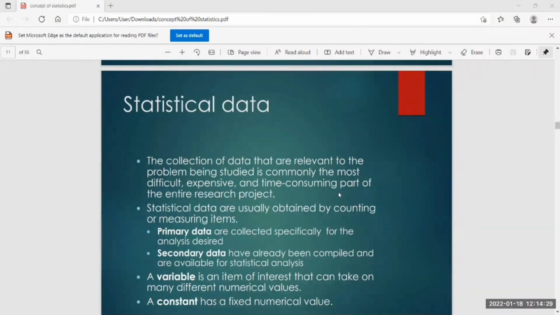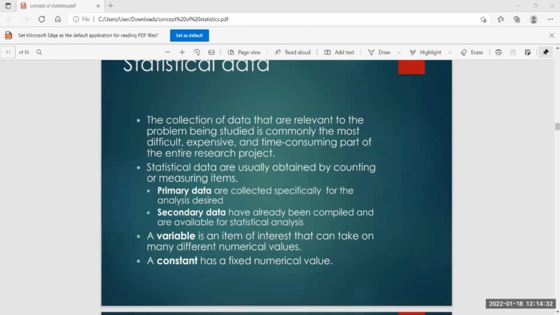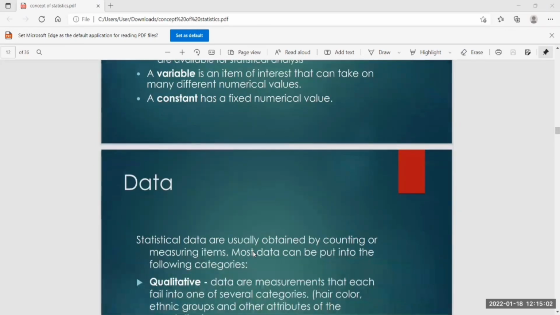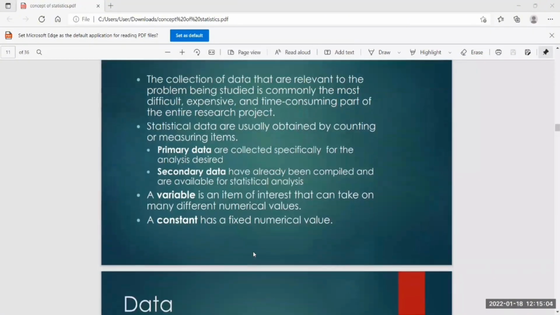Statistical data, the collection of data that are relevant to the problem being studied, is commonly the most difficult, expensive, and time-consuming part of the entire research. Statistical data are usually obtained by counting or measuring items. Primary data are collected specifically for the analysis desired, and secondary data have already been compiled and are available for statistical analysis. A variable is an item of interest that can take on many different numerical values. A constant has a fixed numerical value. So these are the terminologies that you need to remember.